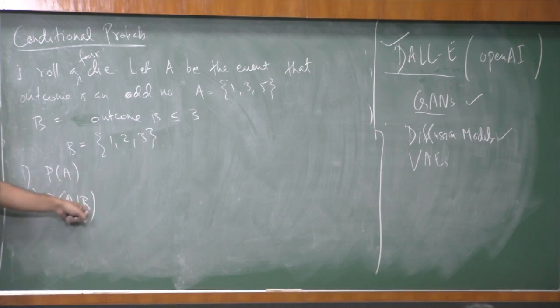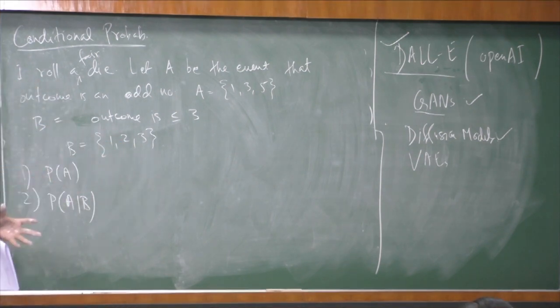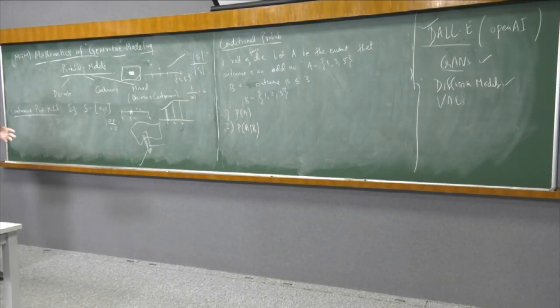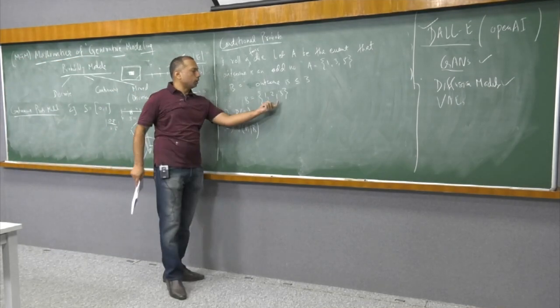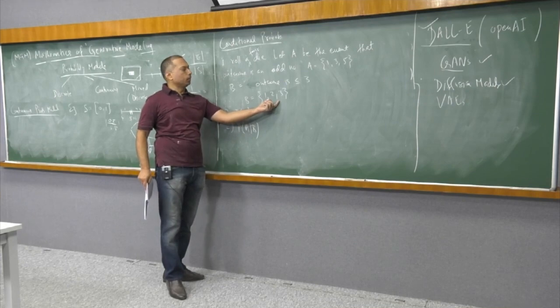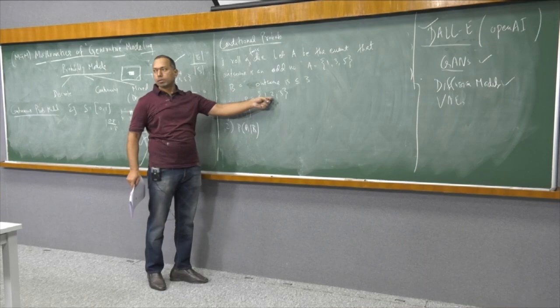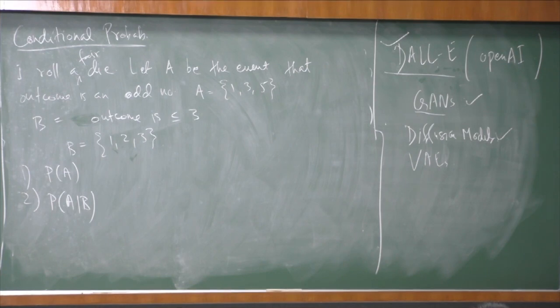So if B has happened, it means 1, 2, 3 are the outcomes I have seen now. On top of that, I'm asking which of these are odd. So B given means the outcome is surely less than or equal to 3, and out of these, A means which of these are odd. So what is the probability here? This is what conditional probability means.